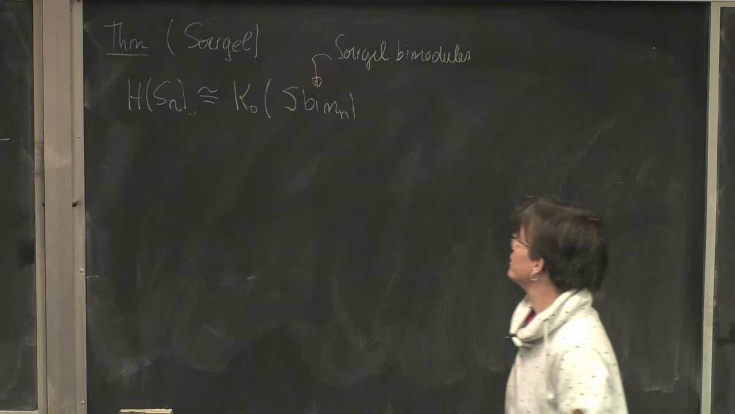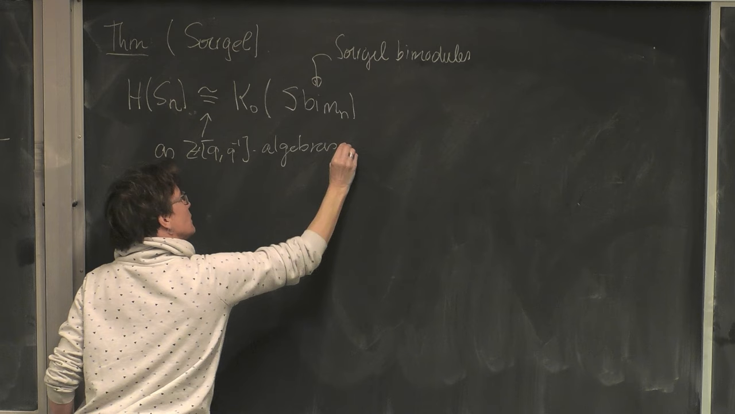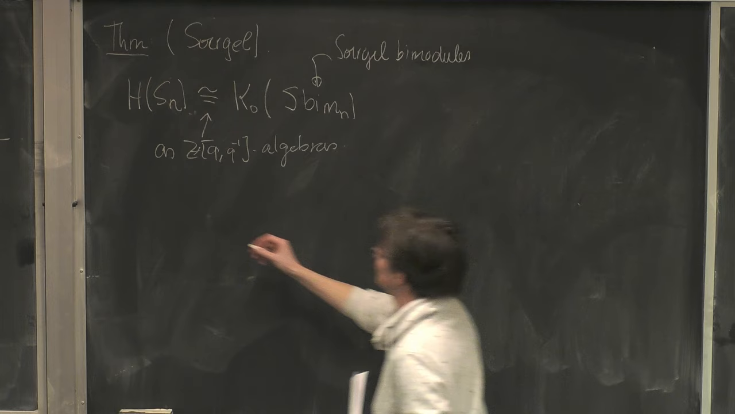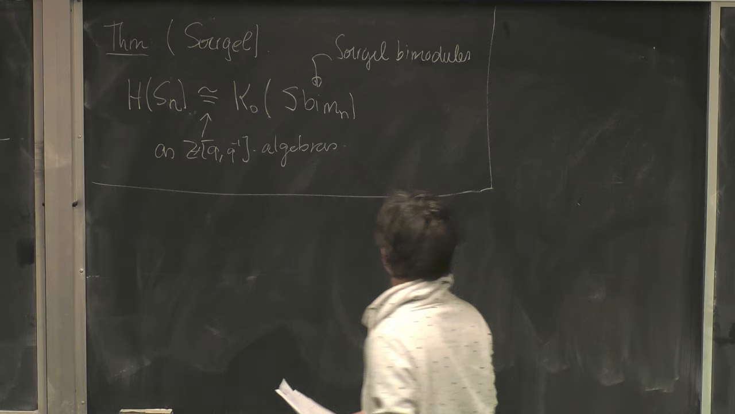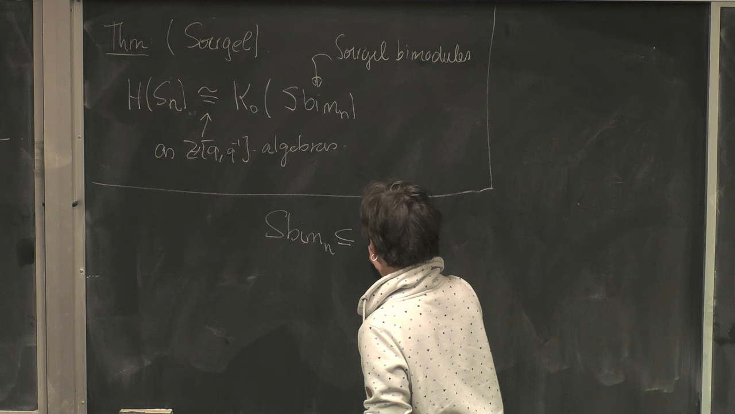Okay, and so this is an isomorphism as Q-algebras. So this morning we saw a little bit of diagrammatics of Soergel bimodules, but let me quickly say what Soergel bimodules are in 2 minutes. So this SB_n is a certain subcategory of bimodules and graded bimodules.